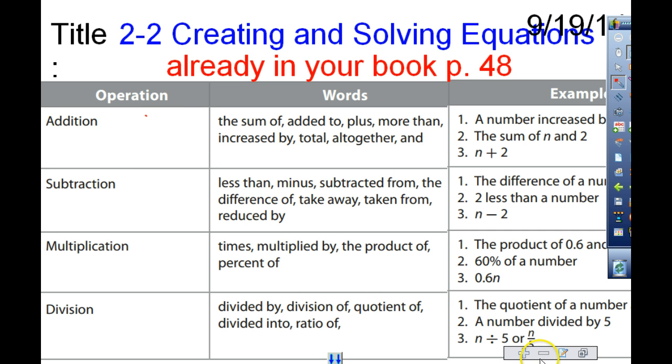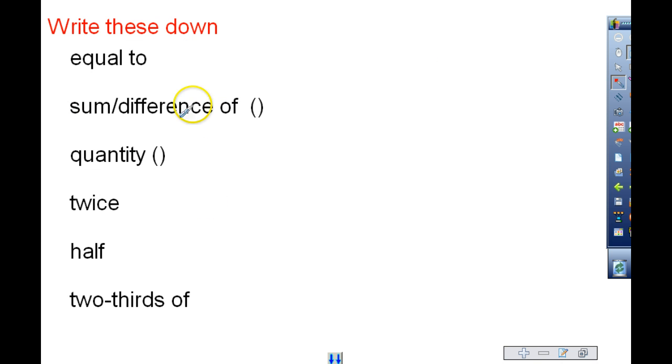So let's look at some of the words that you might come across in addition to the ones on page 48. Equal to wasn't expressly written on there, but equal to means equals symbolically. You might also see is or altogether. Those are all equal signs. So you can write this in the margin on page 48 so you have it. These two are probably the most difficult.